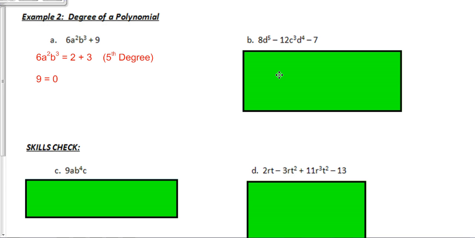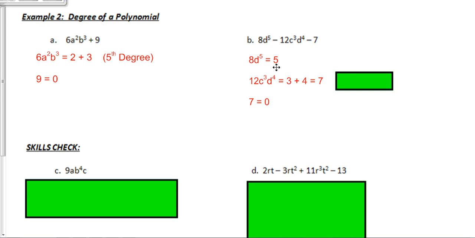Next example, you have 3 terms here. So I'd go ahead and write all 3 of those terms down. 8d to the 5th power would obviously have an exponent of 5, or a degree of 5. When I combine my c and d, I add those together, 3 plus 4 giving me 7, and then 7 is a constant, so it would be 0, the degree of 0.